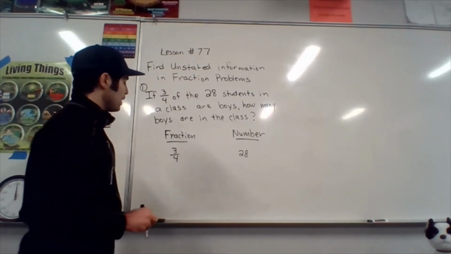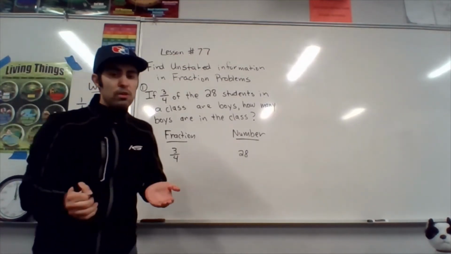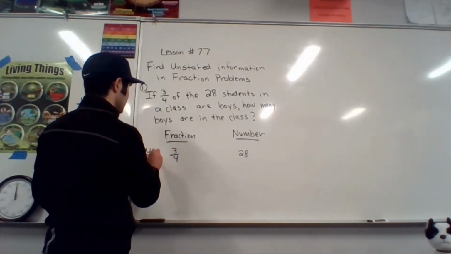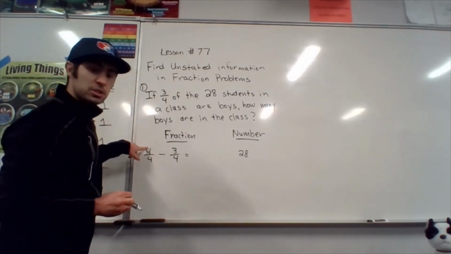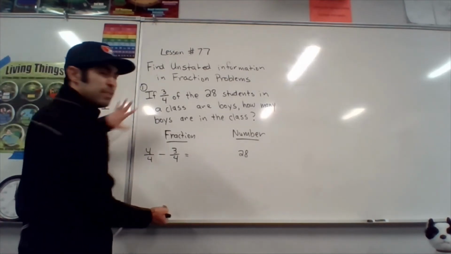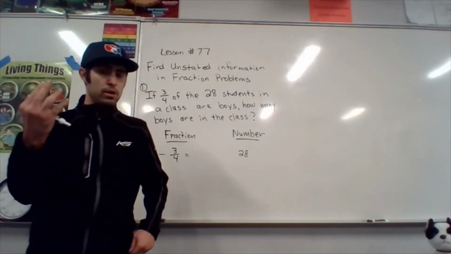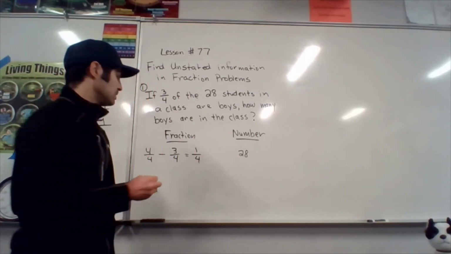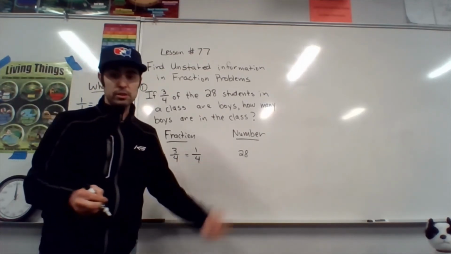So, if I have a fraction and it says 3/4, that means the whole class is going to be equal to 4/4. And if you subtract those two, see, that was unstated information. But you know that from this information here. Okay? You just already know that. So if I subtract, you have 4, you take away 3, that means you have 1/4 left. There are not boys, which are girls.